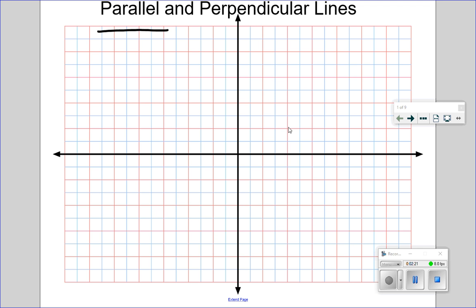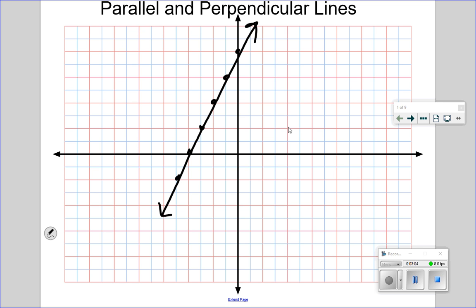Now, perpendicular is a little bit trickier. Most of us know that perpendicular lines are lines that cross at a right angle. So the simplest example of perpendicular lines is a vertical and a horizontal line. It's easy to see that they cross at a right angle. It's a little bit harder when we take that example of a line that has a slope of 2. There is a relationship between the slopes of perpendicular lines, but it's not quite as easy to see as it was for parallel lines.